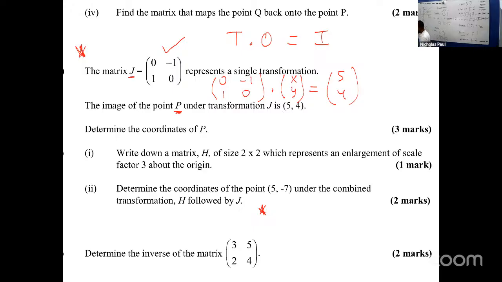So you made a little mistake there. The question gave you the image and you find the object. Right, multiply it and find x. Multiply it, find x.